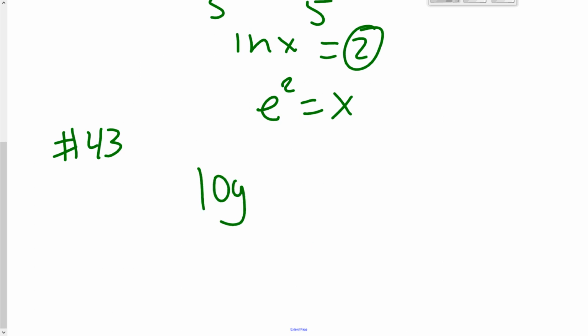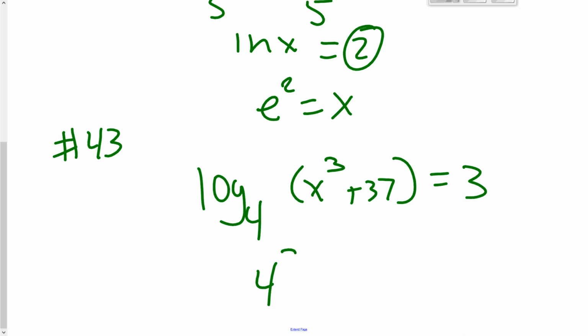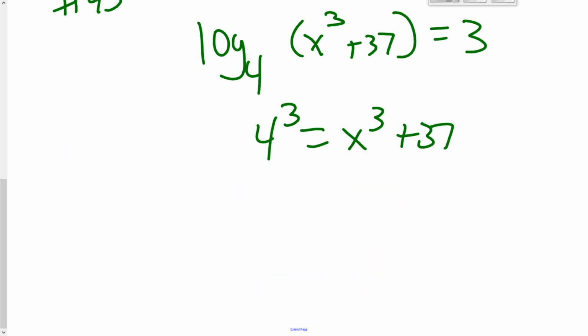So here's a log for you. Another one. Now remember, you're taking the log with base 4 of x cubed plus 37. So this quantity is what's being taken the log of, and that equals 3. The log's by itself, so we can switch that. And so then you can, that's 64. Then you're going to subtract 37.